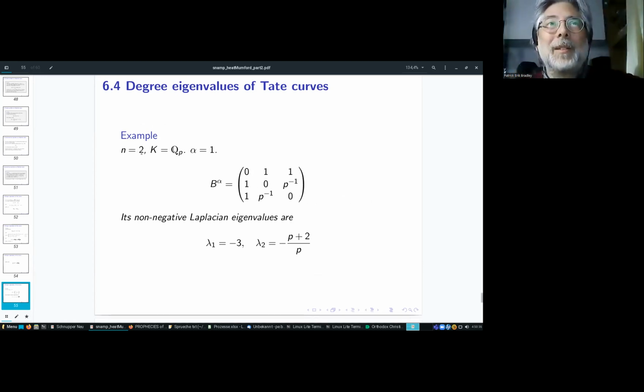So the simplest case, you just have 3 vertices in a triangle, and the weights are given by the distance, where alpha is 1, and the distance is either 1 or p to the minus 1, depending on which circles you take. And for this, the Laplacian of this matrix has these 2 eigenvalues, minus 3 and minus p plus 2 over p, and the other one is 0.